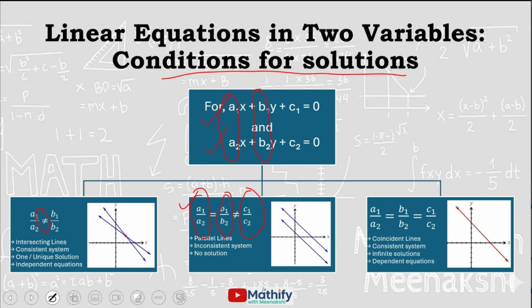Now, third case, when the ratio of coefficients of x is equal to the ratio of coefficients of y is equal to the ratio of constants. That means everything is equal here, and that's why you can say the lines are coincident. That means basically they superimpose each other. So in this case, the system is consistent, and we have infinite solutions because all the points of the line are solutions of the pair of equations. You can also say that the equations are dependent on each other, so you should know all the four terms here. Now let's move to topics.